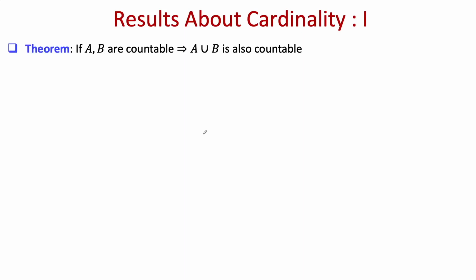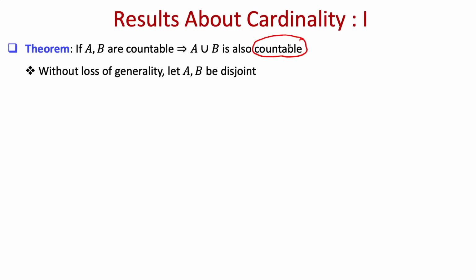Now we will prove some general results about the cardinality of sets, both with respect to finite sets and infinite sets. So the first theorem is that if you have two sets A and B, and if they are countable, then their union is also countable, right? I am not saying anything about the number of elements in the union of A and B. What I am saying is that it's always possible to list down the elements of A union B. Okay. So how are we going to prove it?